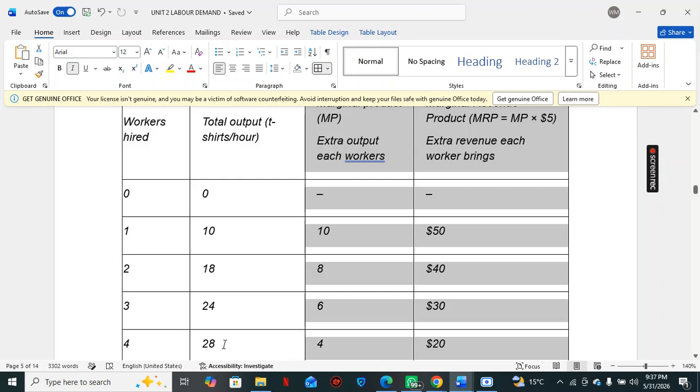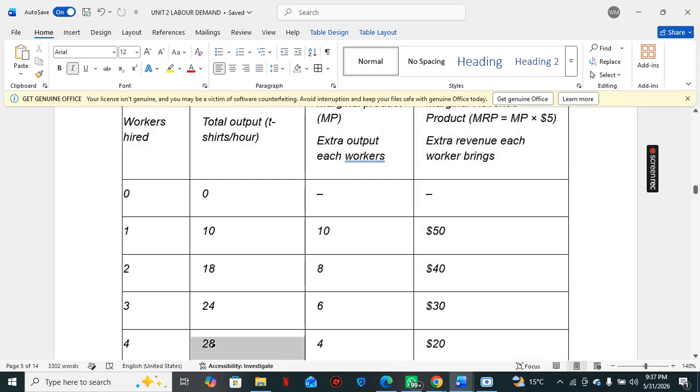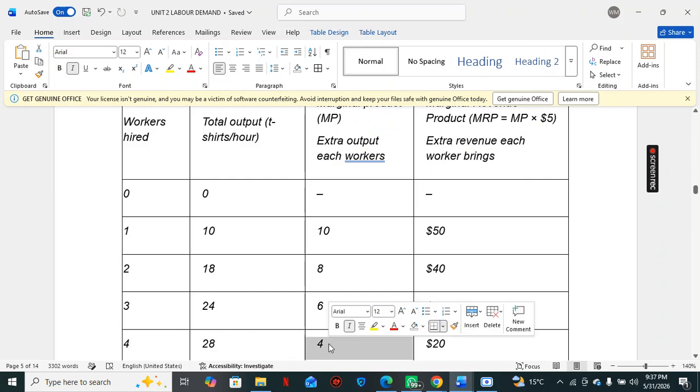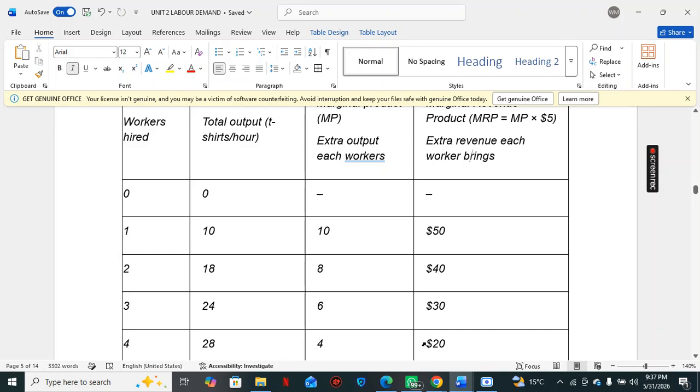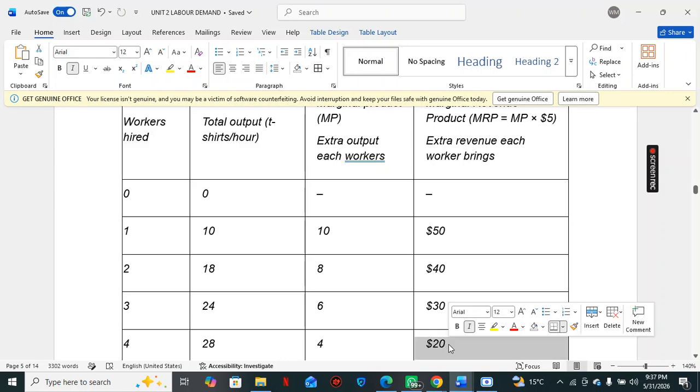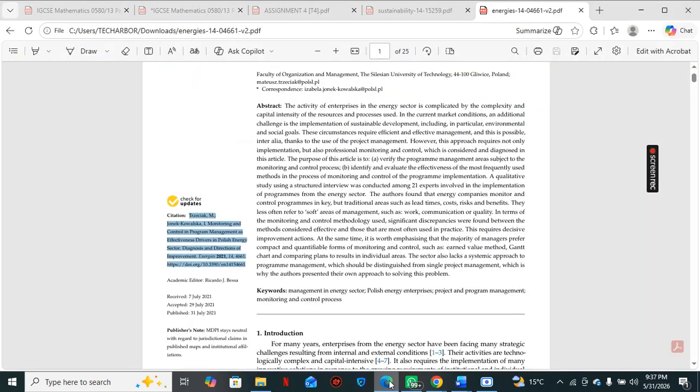You bring in a fourth worker, you're able to produce 28 shirts. This fourth worker has brought an extra output of 4 shirts. This extra 4 shirts has brought an extra revenue of $20. So what we're saying here is this.